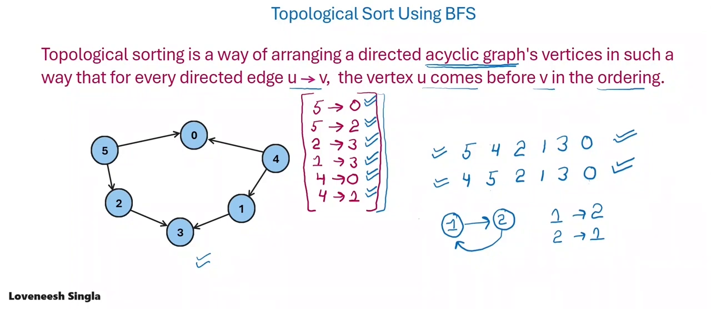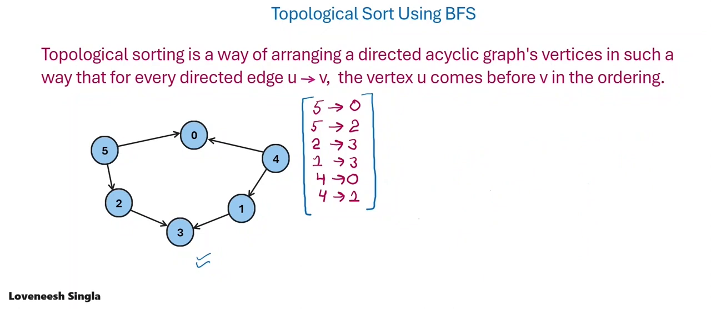So that's why topological sorting is not possible on cyclic graphs. Now let's understand topological sort in depth using this graph. As we are implementing topological sorting using BFS, we need one queue. So let's have a queue here.